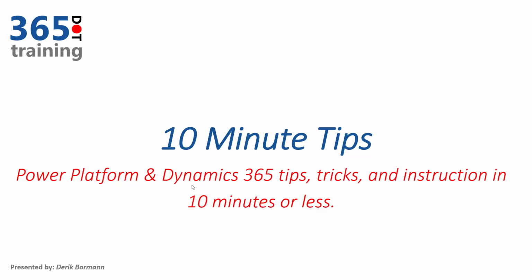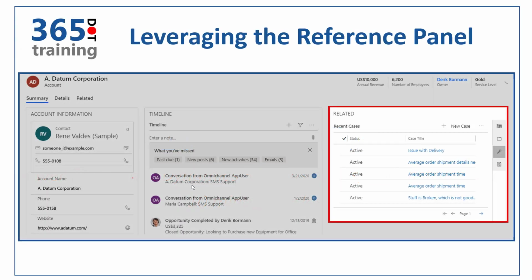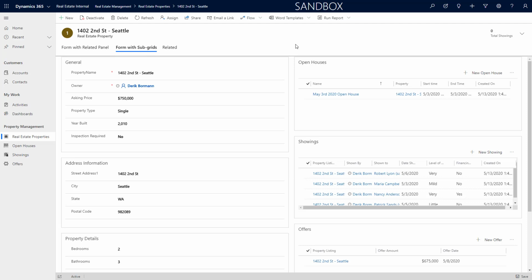In today's video, we'll examine how to use the reference panel in model-driven apps. The reference panel is a very easy way that you can combine lots of information into a singular view. That way, you don't necessarily have to have a bunch of subgrids or other items added into your applications. So first, let's examine what we mean by using the reference panel.